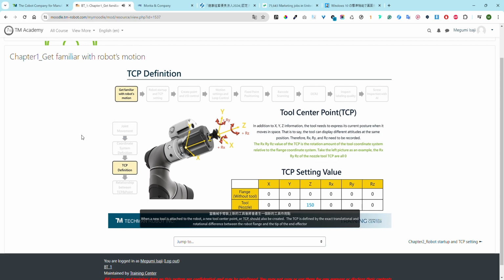When a new tool is attached to the robot, a new tool center point, or TCP, should also be created. The TCP is defined by the exact translational and rotational difference between the robot flange and the tip of the end effector. Users will need to set the tool center point. In addition to the standard x, y, z information, there are also Rx, Ry, Rz parameters for configuration. The Rx, Ry, Rz values are used to describe the orientation of the tool.